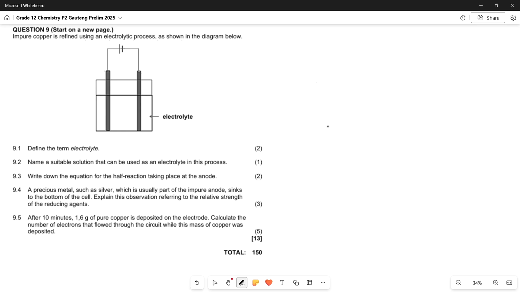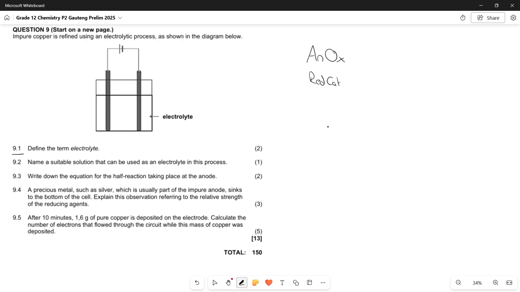So question 9 says, impure copper is refined using an electrolytic process as shown in the diagram below. Okay, so 9.1 says, define the term electrolyte. We'll break that down just now, but what we have first, based off of our galvanic cell from the previous question, is we have an ox and red cat. This still occurs in this section.